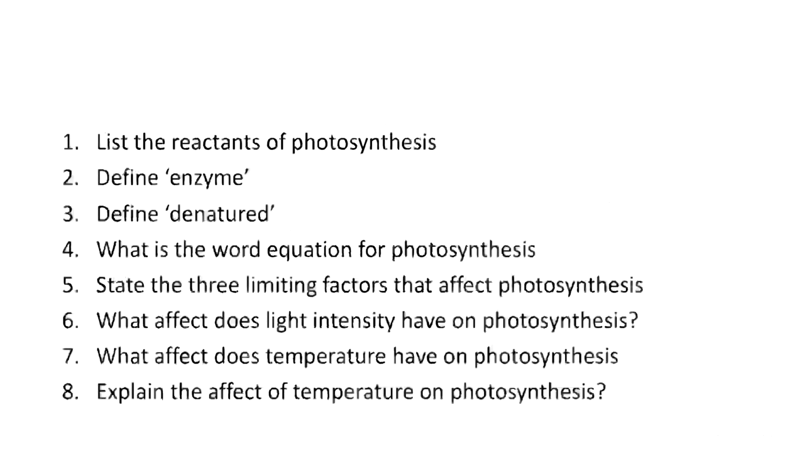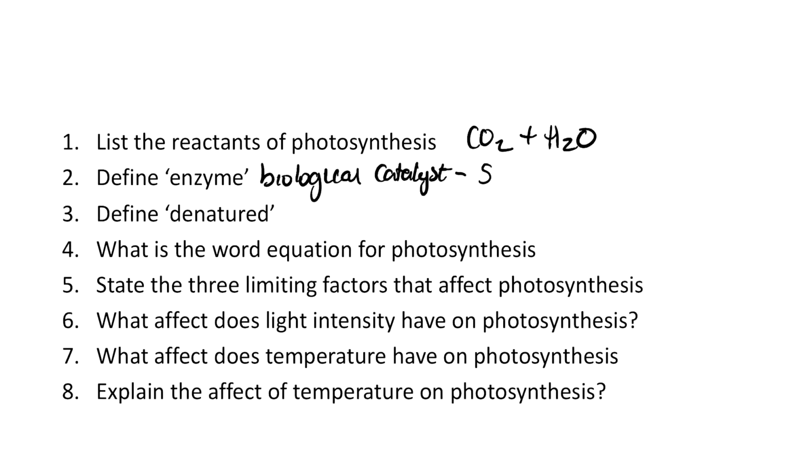Okay, so let's go through these questions. Number 1, list the reactants of photosynthesis. So we've got carbon dioxide and we've got water. They're the 2 reactants. Define the term enzyme. This is a bit of a throwback to a previous video, so if you haven't watched it, please make sure you do. But an enzyme is a biological catalyst. You should remember this is something that speeds up the rate of reaction. And importantly, to add on to that, if you haven't added this, then please do: they remain unchanged and unused within the reaction.